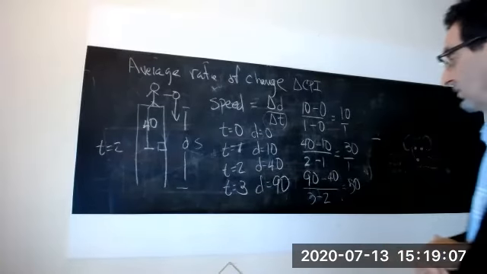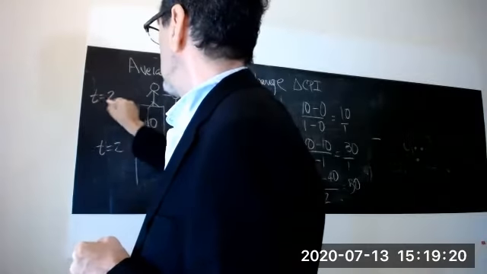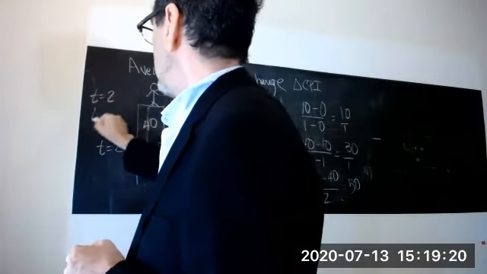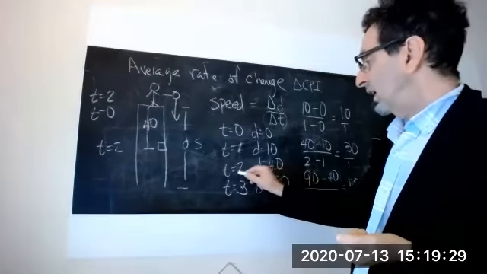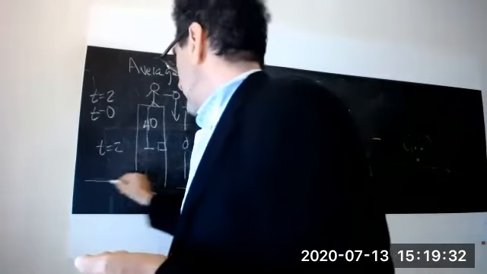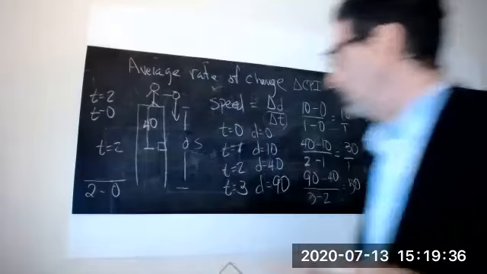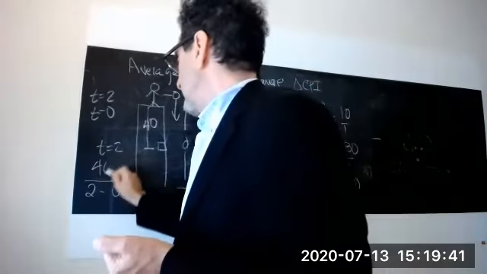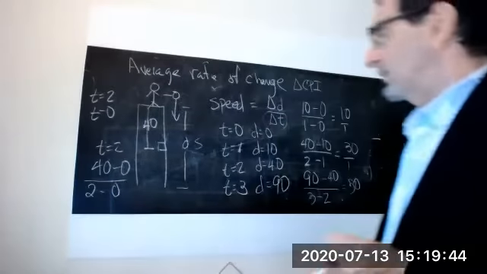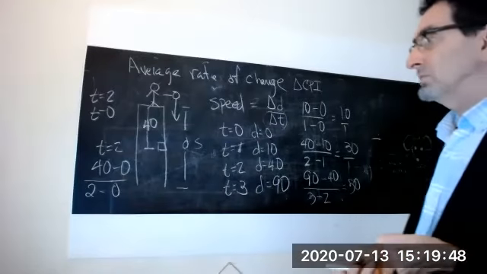But suppose we calculated the average speed between t equals 0 and t equals 2. On the bottom, we have delta t, which is t equals 2 minus t equals 0. And on the top, we have 40 minus 0. So that would be 40 divided by 2, which would be 20 meters per second.